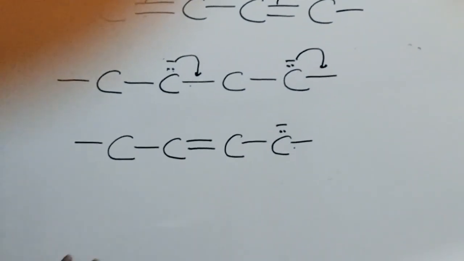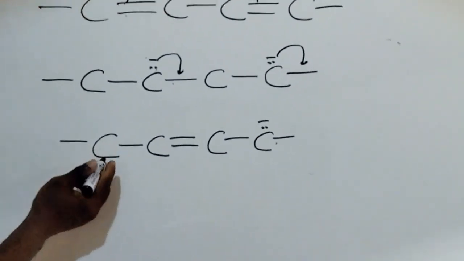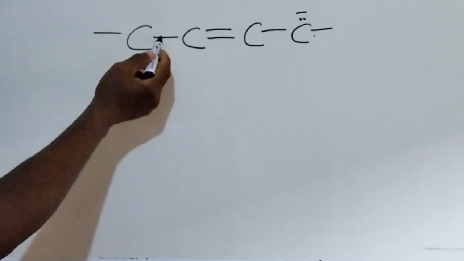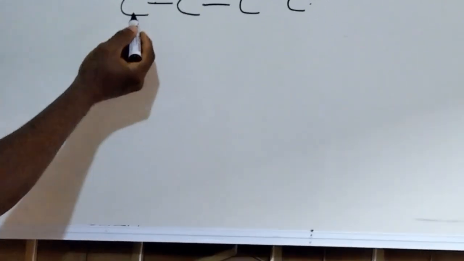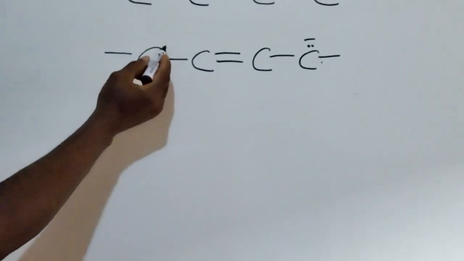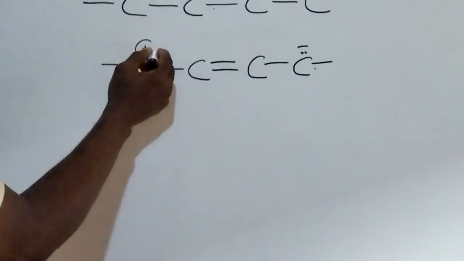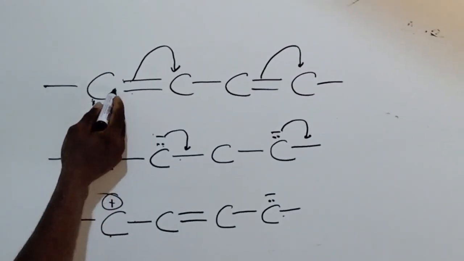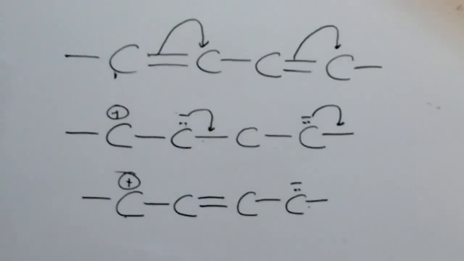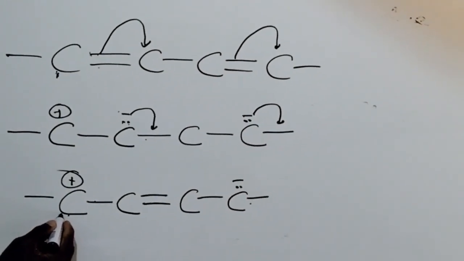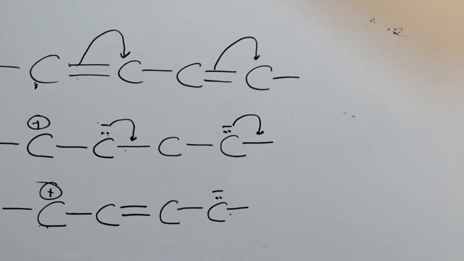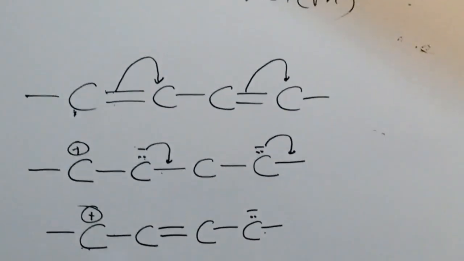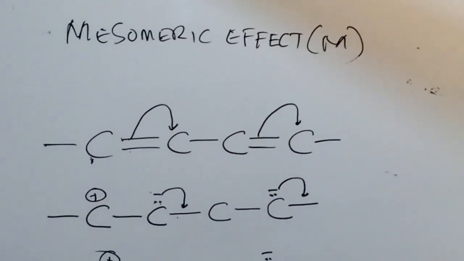So at the end of the day, this carbon here, the original position, the first carbon, has lost an electron that is shifted away from it. That means this carbon becomes deficient in electrons. I give this carbon a positive charge because the electron has been removed from it. It now becomes electron deficient. So we have a positive end here. These are examples of the mesomeric effect in a molecule. We're going to take more examples of the mesomeric effect.